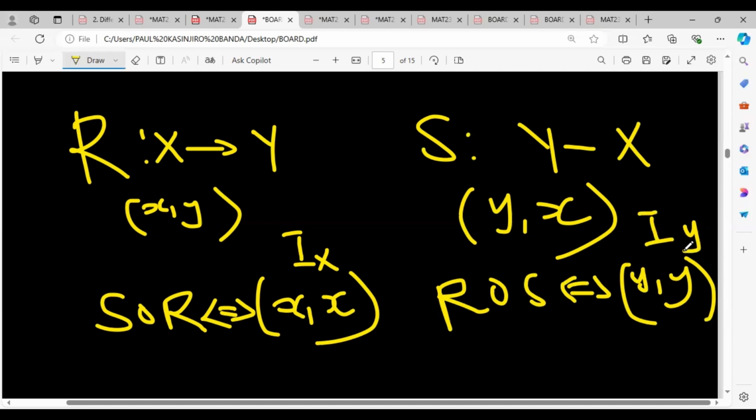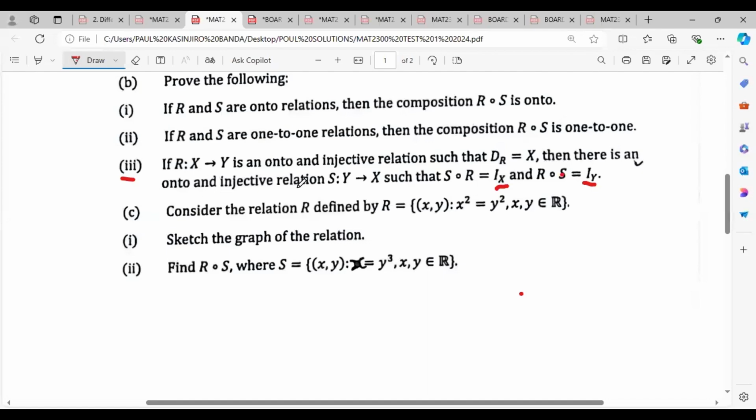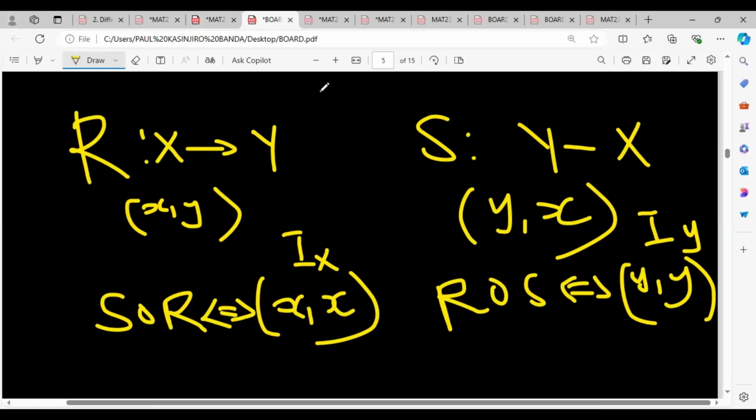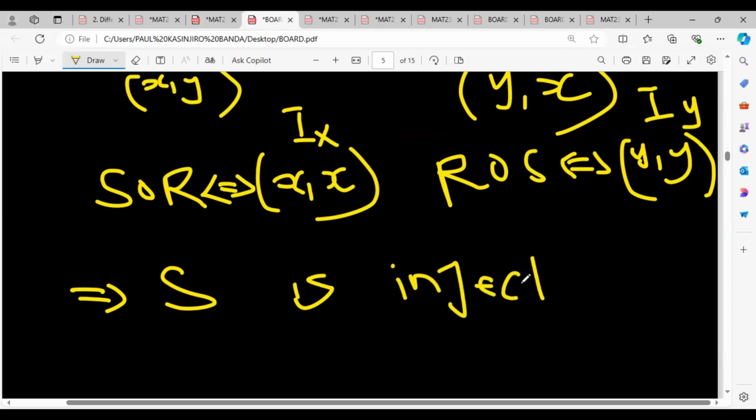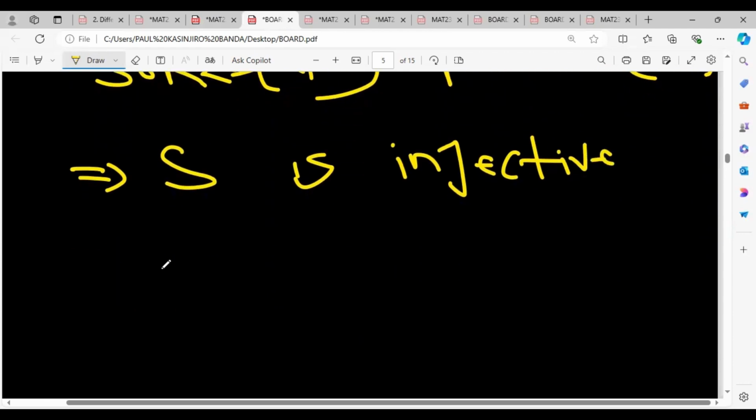Okay, so this relation X, according to this equation here, we must prove 4 things. The first thing that we must prove is that S is injective. Injective simply means it's a 1-to-1 relation. So this is the first thing that we must do.